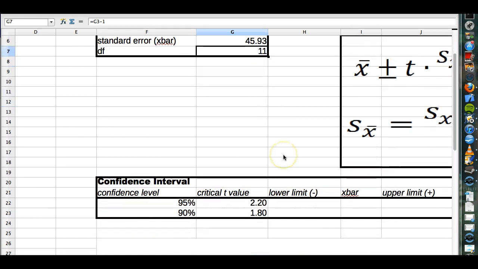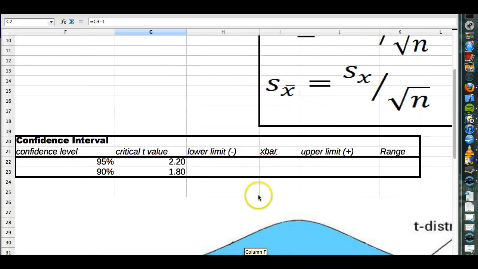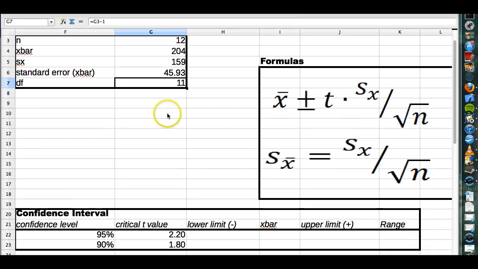Now, I've already found the critical t-values for us, but I'm going to show you really quick at the end of the tutorial how to find the critical t-values. So if you're just interested in that, you can go to the end of this tutorial and you'll find that. But we're going to start calculating because I have the critical t-values here.